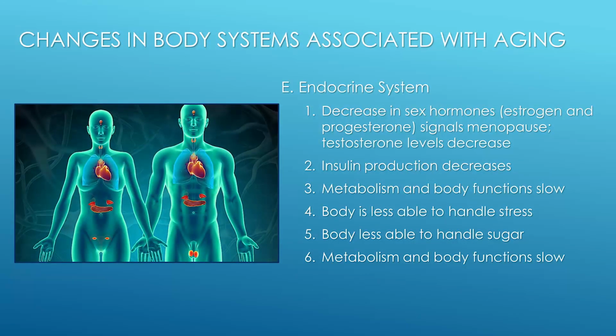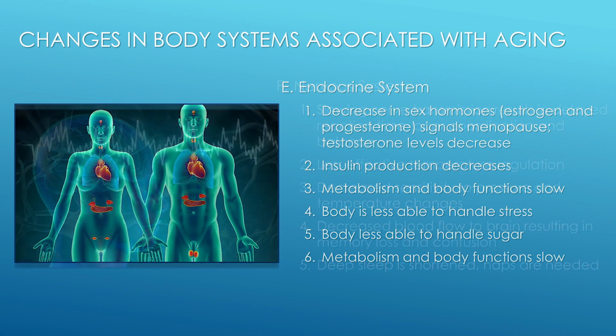E. Endocrine system. Decrease in sex hormones such as estrogen and progesterone signals menopause, and testosterone levels decrease. Insulin production decreases. Metabolism and body function slow. Body is less able to handle stress. Body is less able to handle sugar.